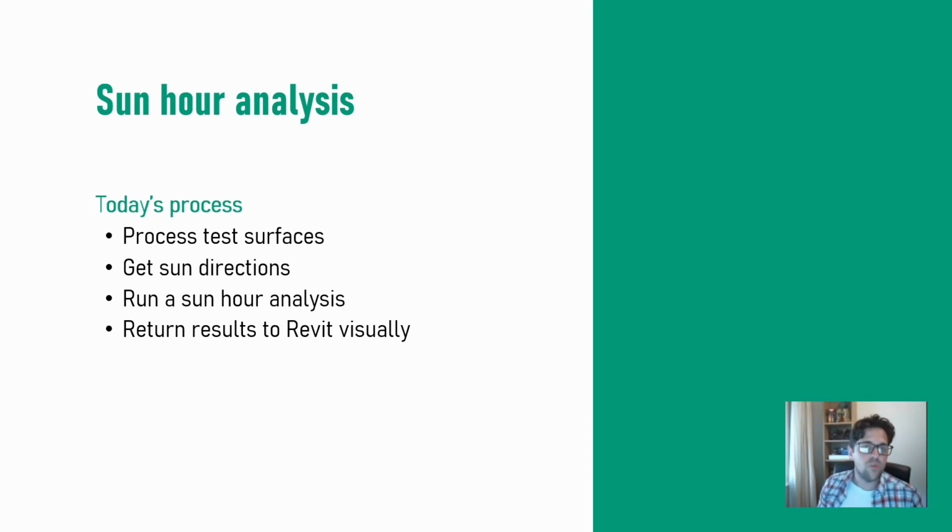From there, we're going to actually run a Raybounce test. So we're going to run a sun hour analysis in a similar way to how you would do it in Grasshopper using MeshRay. And from there, we're finally going to return these results to Revit visually using a little 4-point adaptive component panel. So a fun little workflow.